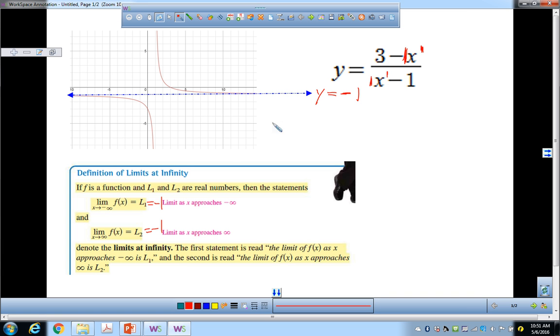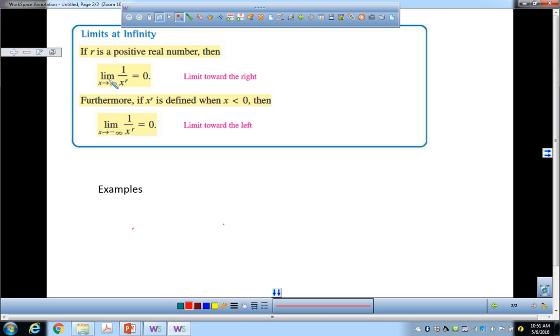So in this last function, that's not quite exactly the same as this. So if I just have a rational function where I just have a constant on the top and something with an exponent on the bottom, the limit is always going to be 0. But you could use that to talk about limits of more complex functions.